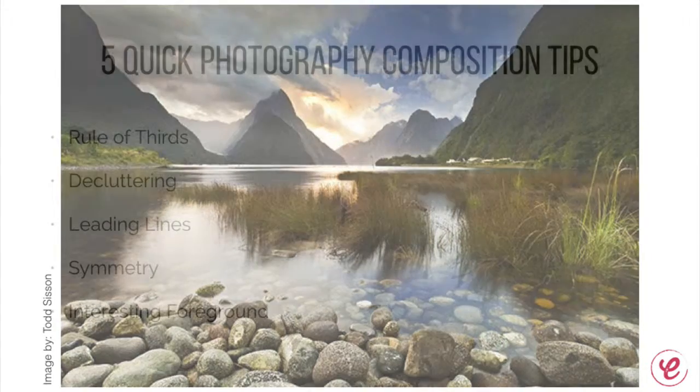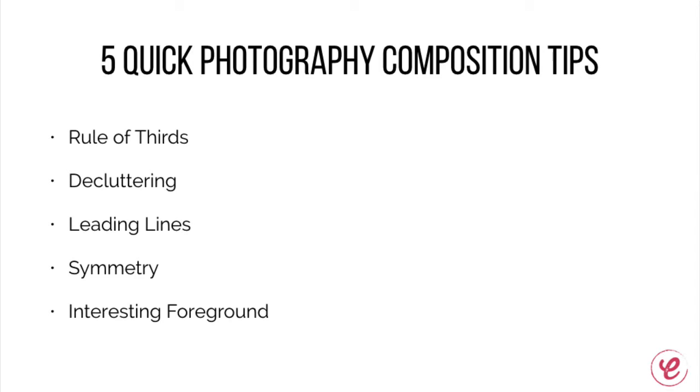So just a quick recap. The 5 quick photography composition tips that we talked about today were the rule of thirds, the decluttering, the leading lines, the symmetry, and then the interesting foreground. That was it really. I hope that you liked those 5 quick tips. I'm sure they will help you in the long run to improve your images in a heartbeat. You just need to apply them, to really practice them.